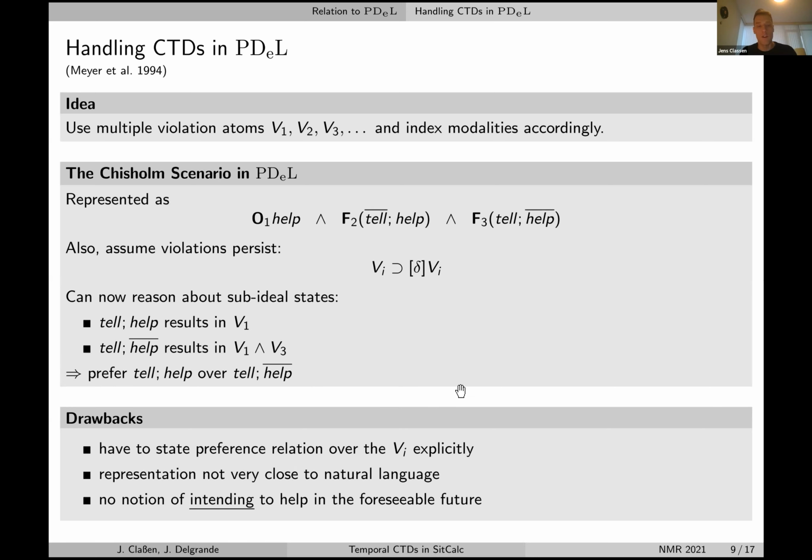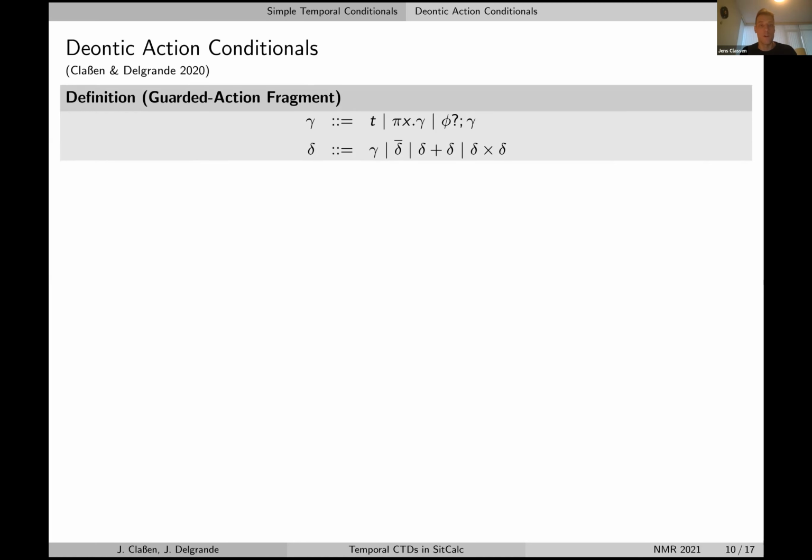So basically, you have to state the preference relation explicitly. Also, it's not very close to the natural language representation. And there's no notion of basically intending to help in the foreseeable future.